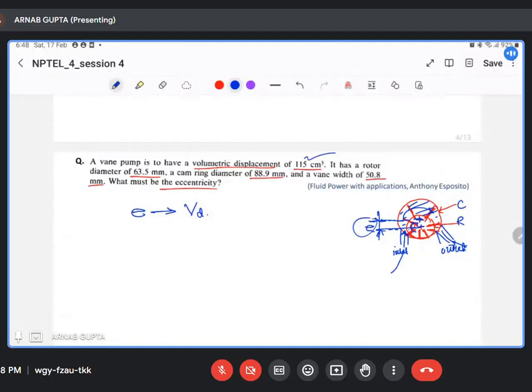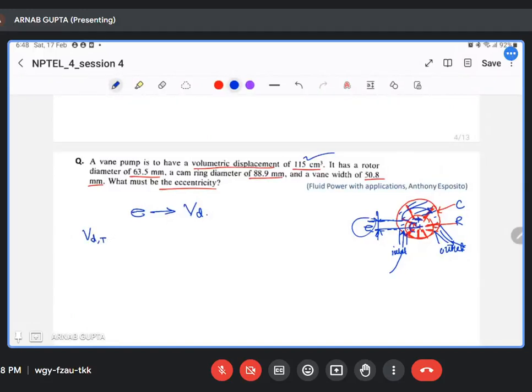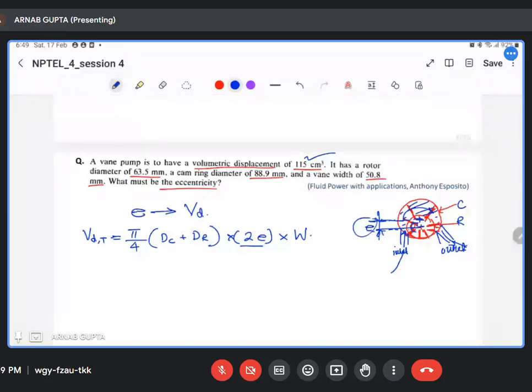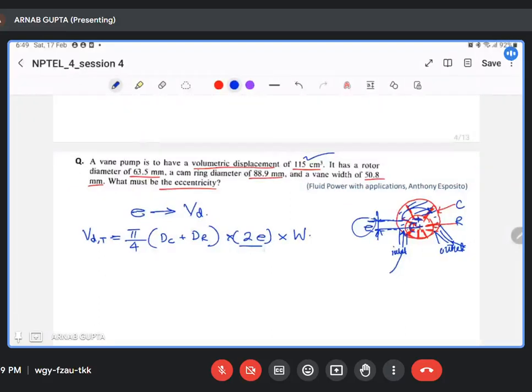So if we go to the formula of theoretical volumetric displacement, VDT, that is nothing but pi by 4 into (dc plus dr) into twice of eccentricity into w. Again, this derivation is very easy. You can check the lecture videos on how we arrive at this particular equation. If instead of E we write E max, then this particular displacement will be the maximum displacement.